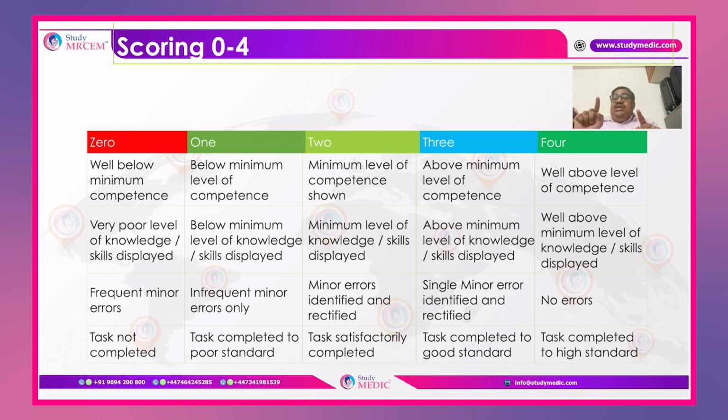And suppose you are doing it extremely well, you will be given 4. If you have done very poorly, you will be marked 0. So 0 is well below minimum competence, and 4 is well above the level of competence. Somewhere in between, 1, 2, or 3 will be given accordingly. So that's very, very important. Each domain will be tested, and that will be weighted according to the weightage of the domain. So how will you know that? That is the pie chart. You have to look into the pie chart and see, okay, 50-50 means each domain has got equal weightage.